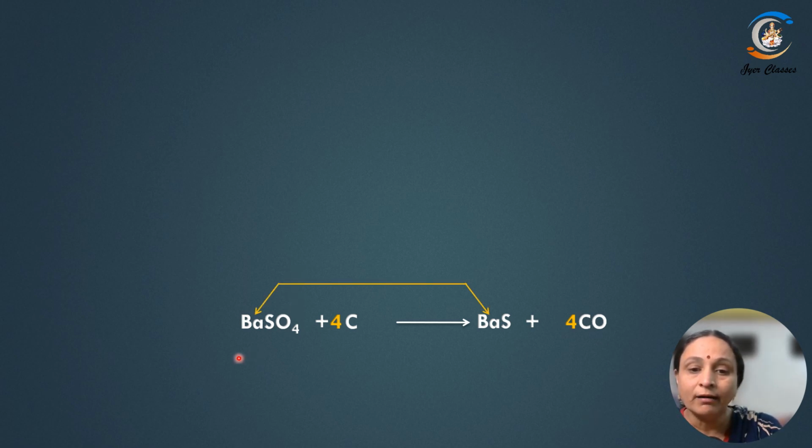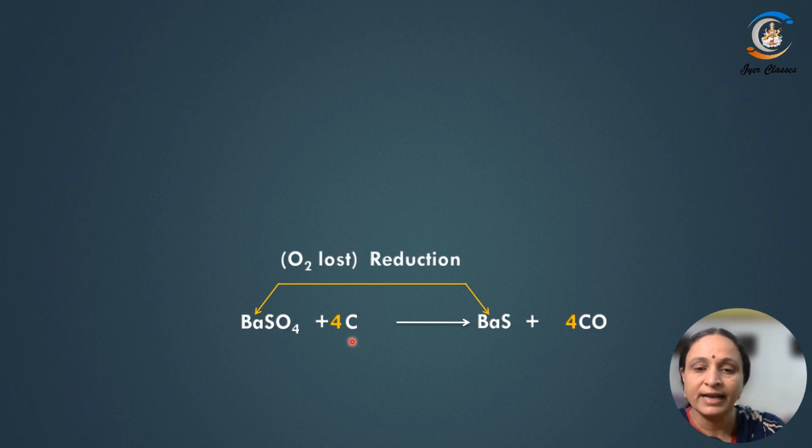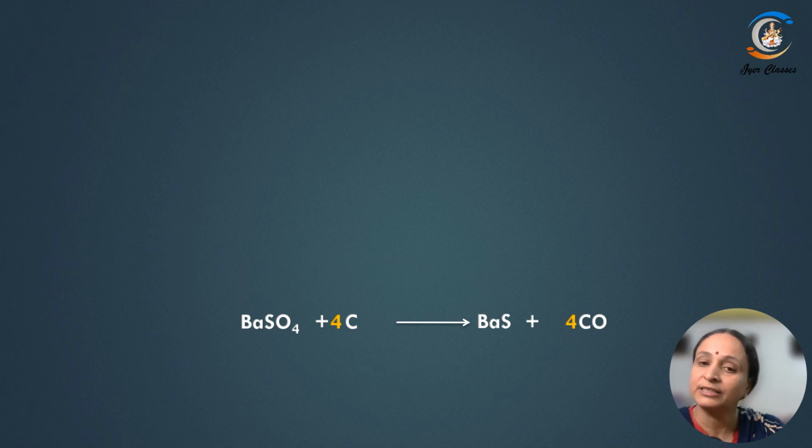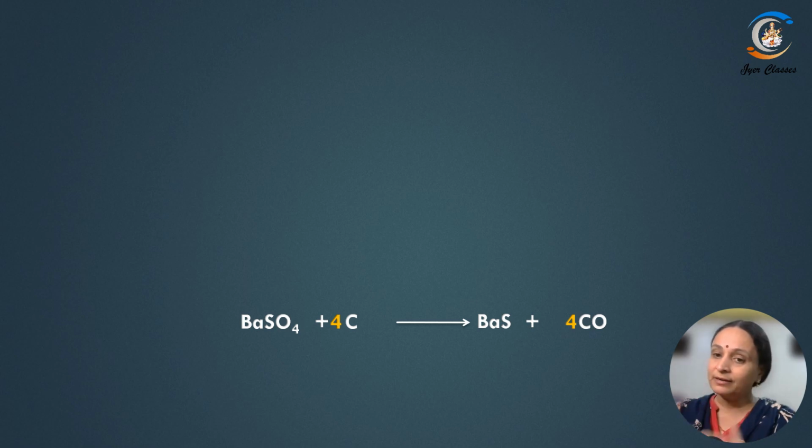What you can see here, this barium sulfate is reduced to barium sulfide. Oxygen is removed, right? So reduction has taken place. What happens to carbon now? The carbon now takes up these 4 oxygen which are given out of this barium sulfate and becomes carbon monoxide. So you can say oxygen is added. So oxidation reaction has taken place. Right? So in this reaction, you can see that the oxidation has happened and the reduction has happened.